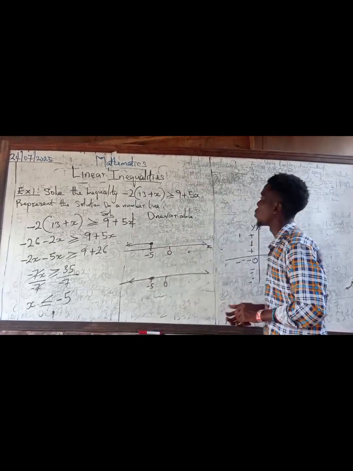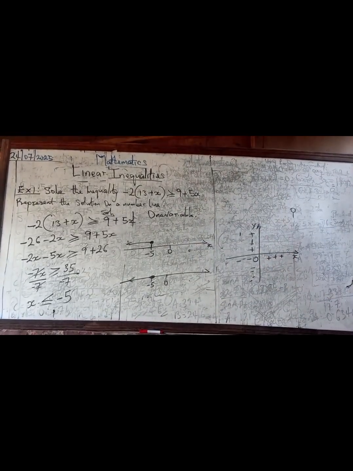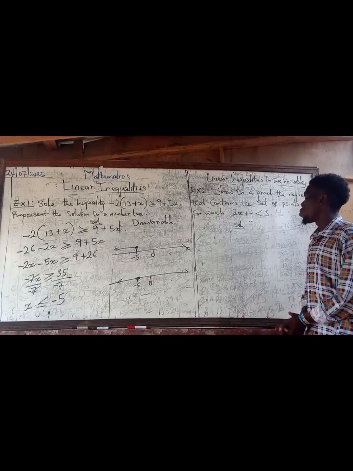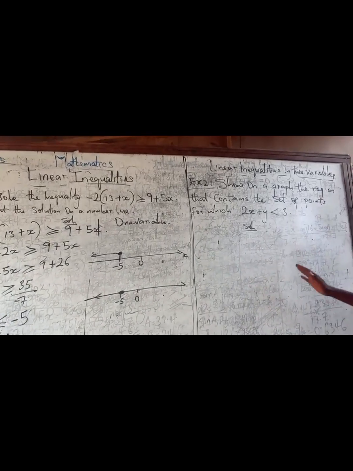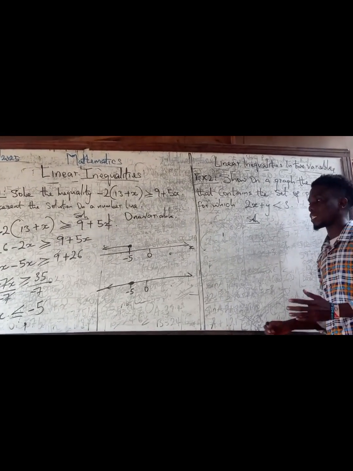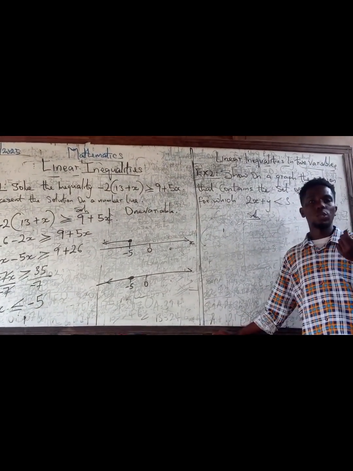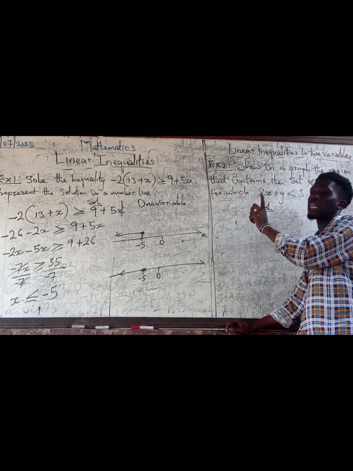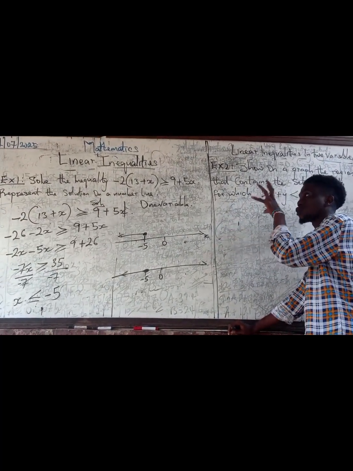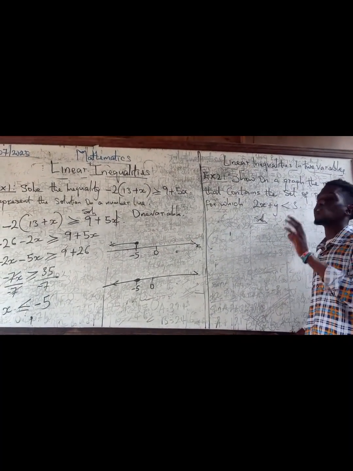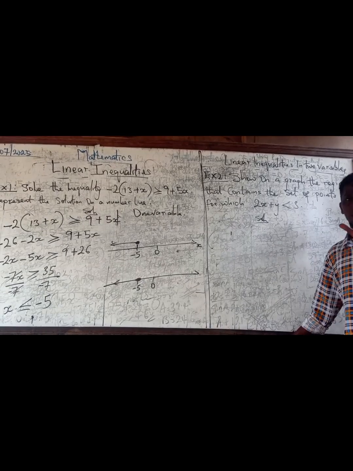Alright, so let's quickly go into linear inequalities in two variables. So we have a question here. We have moved on to linear inequalities in two variables. Remember what I said about two variables? Instead of working with just one variable, which was x, which we represented on a number line, now that we are working with two variables, we'll have to represent it on a Cartesian plane or a Cartesian graph.